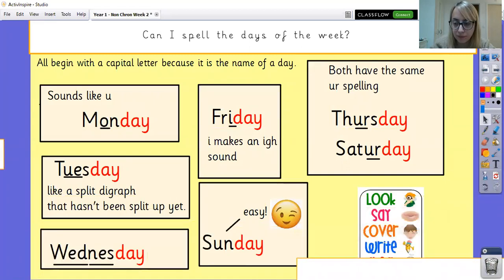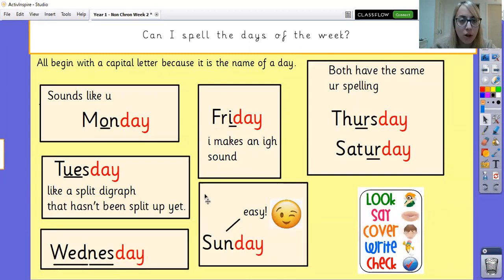So we have got the days of the week on our board, and you may notice that all of them start with a capital letter. Capital M, capital T, capital W, capital F, capital S, capital T, and capital S. Okay, that's because they are a name of a day, so we make sure we put a capital letter to show they are special. Now, you may also notice that all of the words end in day. They have got D, A, Y. Okay, so that part of the spelling is pretty easy because we can use our sounds.